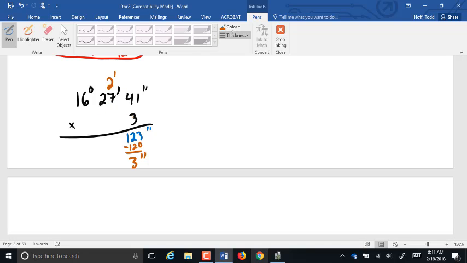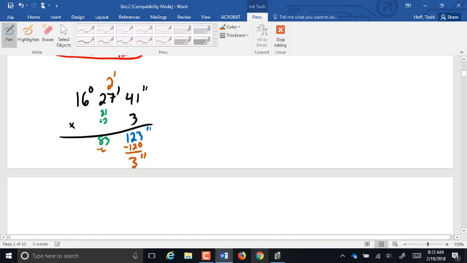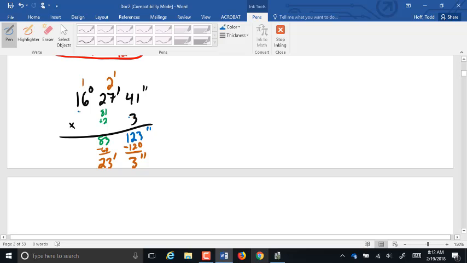3 times 27 is 81, plus 2 is 83. Can I get a degree out of that? You bet I can. That would be taking out 60. I get 1 degree out of it. 83 minus 60, there's 23 minutes there. Now I've got 3 times 16 is 48, plus the 1 makes 49. 49 degrees, 23 minutes, 3 seconds.